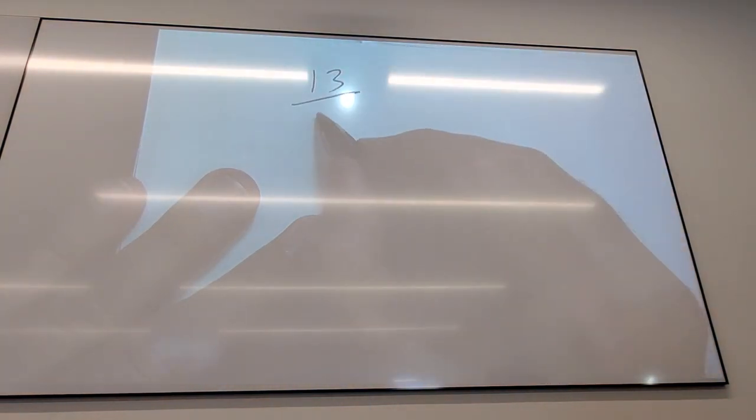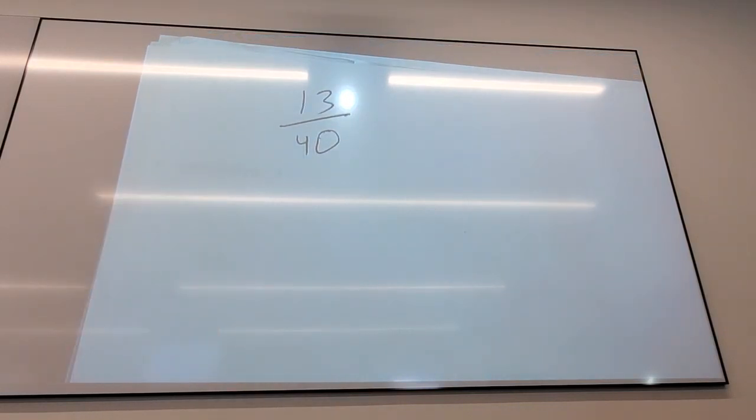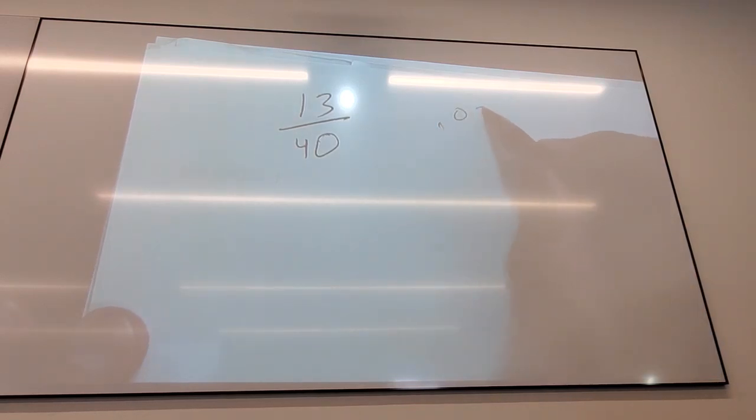Okay. Now one thing I want to talk about a little bit early. If it only has 2's or 5's on the bottom, it will be a terminating decimal when you divide it up. So in your calculator, you can do 13 divided by 40. What do you get? 0.325. Okay, that makes more sense.